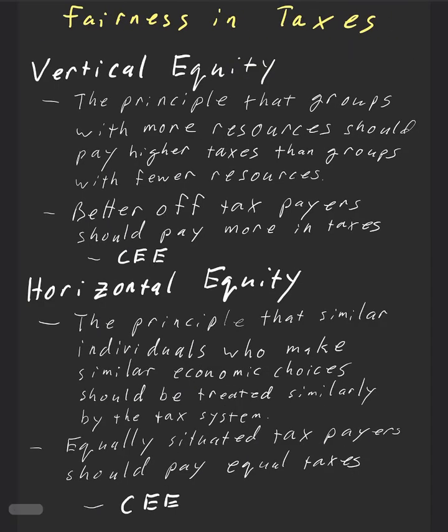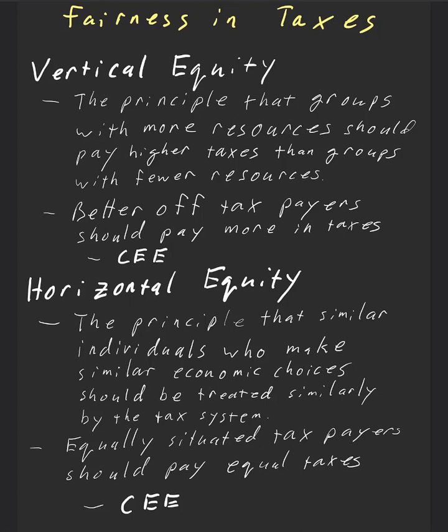Okay, so there's two broad, we'll get into another in a second, but your classic fairness in taxes is two things. We'll call it vertical equity and horizontal equity. Vertical equity is the principle that groups with more resources should pay higher taxes than groups with fewer resources. So the more well off you are, the more you should pay in taxes. This is the basis for progressive taxation. The Concise Encyclopedia of Economics defines this very simply: better off taxpayers should pay more in taxes. That's the idea of vertical equity.